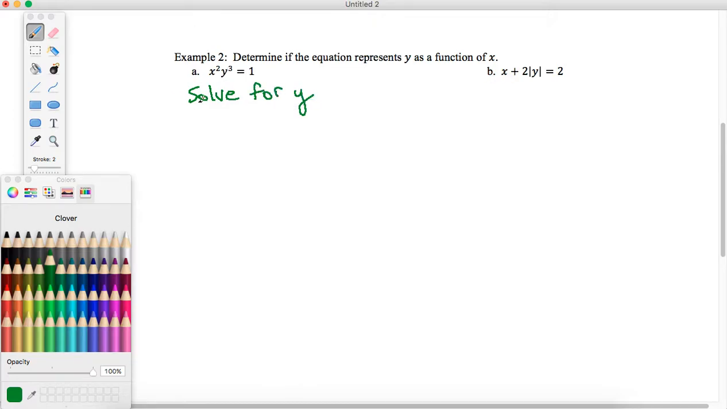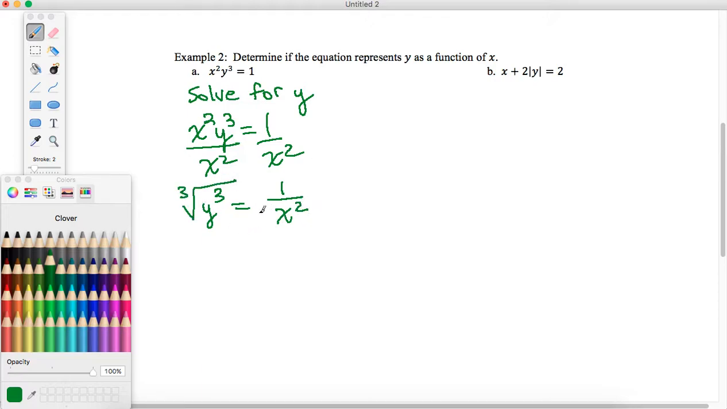Because when I solve it for y, let's look at this. We have x squared y cubed equals 1. I divide both sides by x squared, and I'm going to get y cubed equals 1 over x squared. I know this looks weird, but if I want to solve for y, I'm going to take the cube root of both sides. Since this is an odd index, I don't need a plus or minus here. So this is the cube root of 1 over x squared, which you can write as 1 over x to the 2/3, because cube root means the 1/3 exponent, and 2 times 1/3 is 2/3.